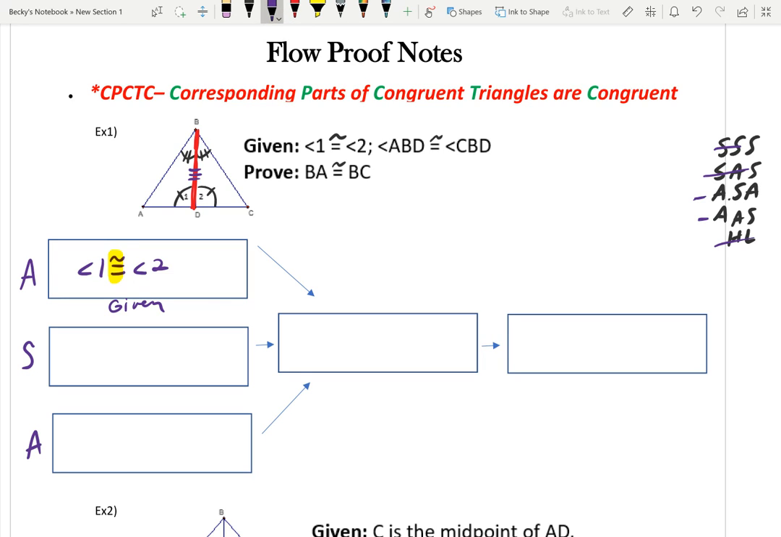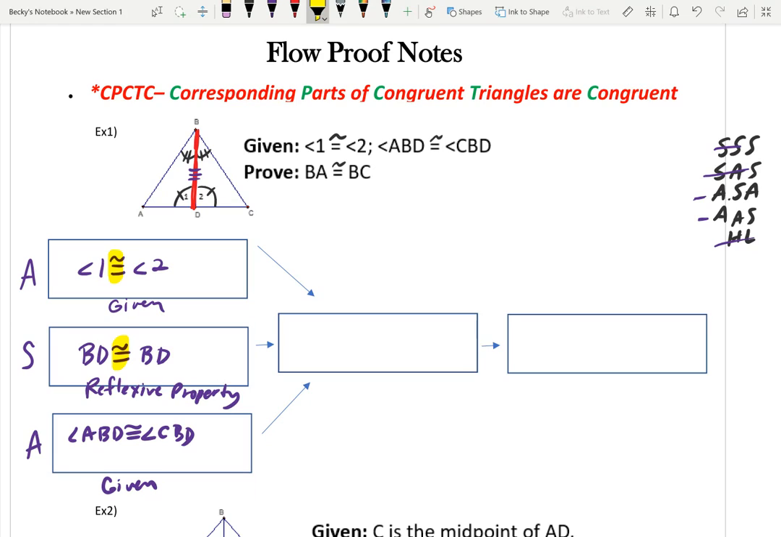Now, where's the side? We talked about it. It's this red segment here. They both share it in common. So BD is congruent to BD. And notice we already showed that something's congruent. So underneath it, you're going to tell me how you knew it. And we knew this because of the reflexive property. And lastly, how did you know the last angle? Well, it was given to us. ABD is congruent to CBD, and it was given.